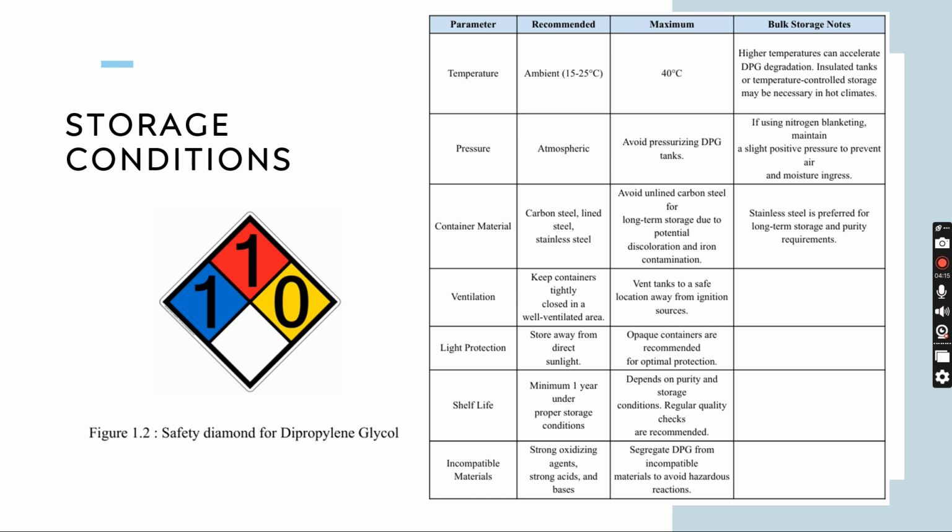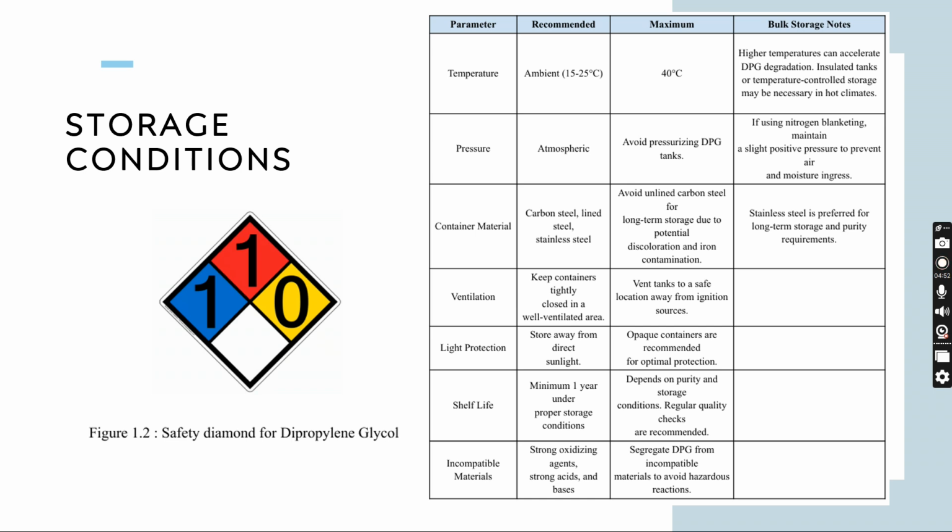If using a nitrogen blanket, maintain a slight positive pressure to prevent air and moisture ingress. Because when we store chemicals, if they are degraded by air, we use a nitrogen layer to prevent air contact with those chemicals. Container material is an important property. If you store HCl in a steel container, what will happen? One day HCl will corrode the steel and it will come out, because HCl is corrosive to metal. So if you store HCl directly in a metal container, it will eat up the metal container during the course of storage, and the material will leak out.